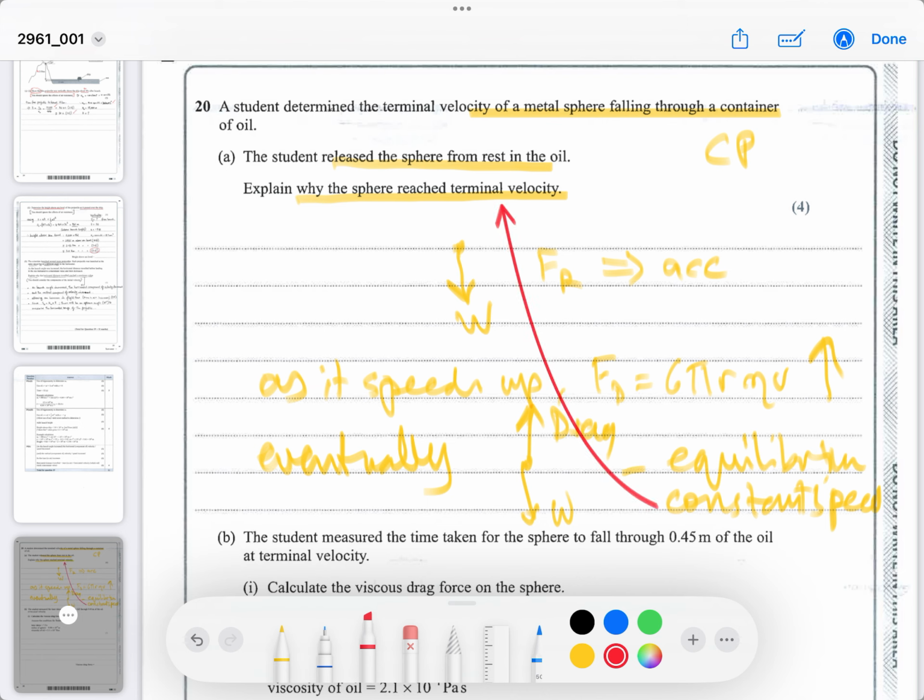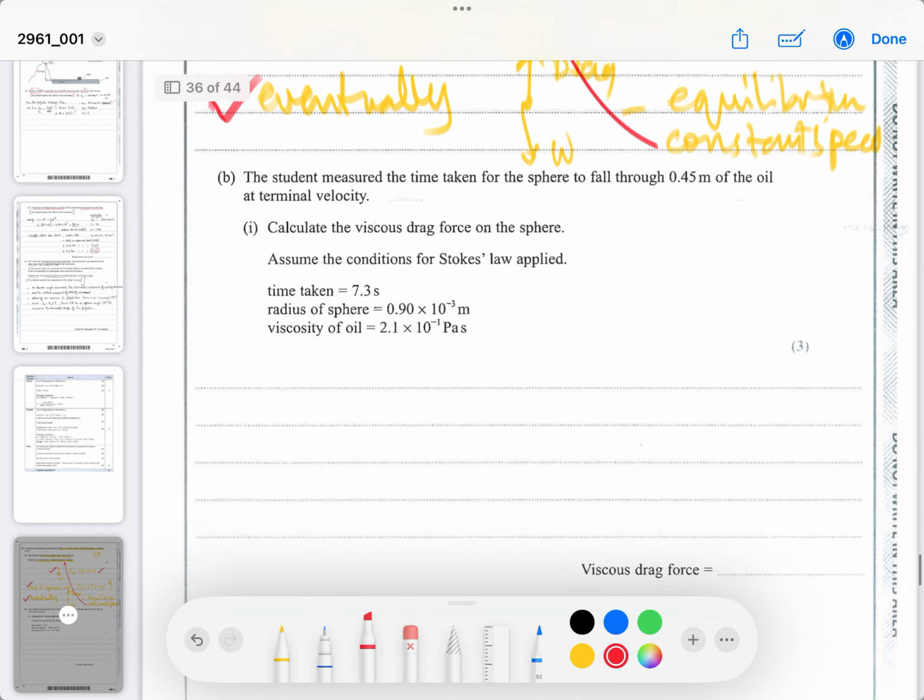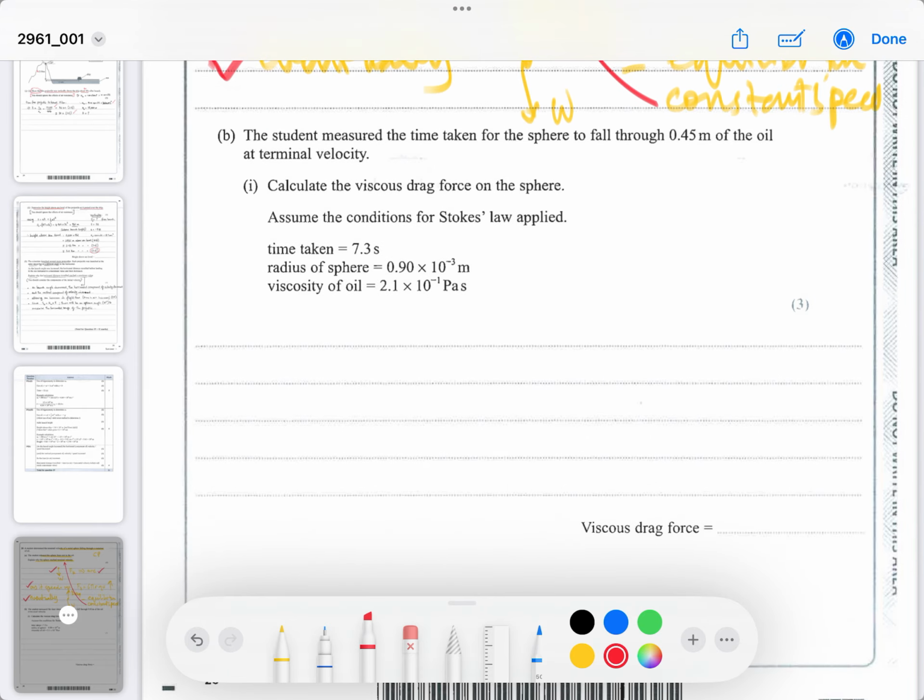Okay? So you get 1 mark for saying that there's just a resultant force downwards due to weight. That causes acceleration, then it speeds up, and eventually you get balanced forces. Okay, next bit, they want you to do some calculations. So it's falling through 0.45 meters in a time of 7.3 seconds. So if you put those two together, you can work out the terminal speed.